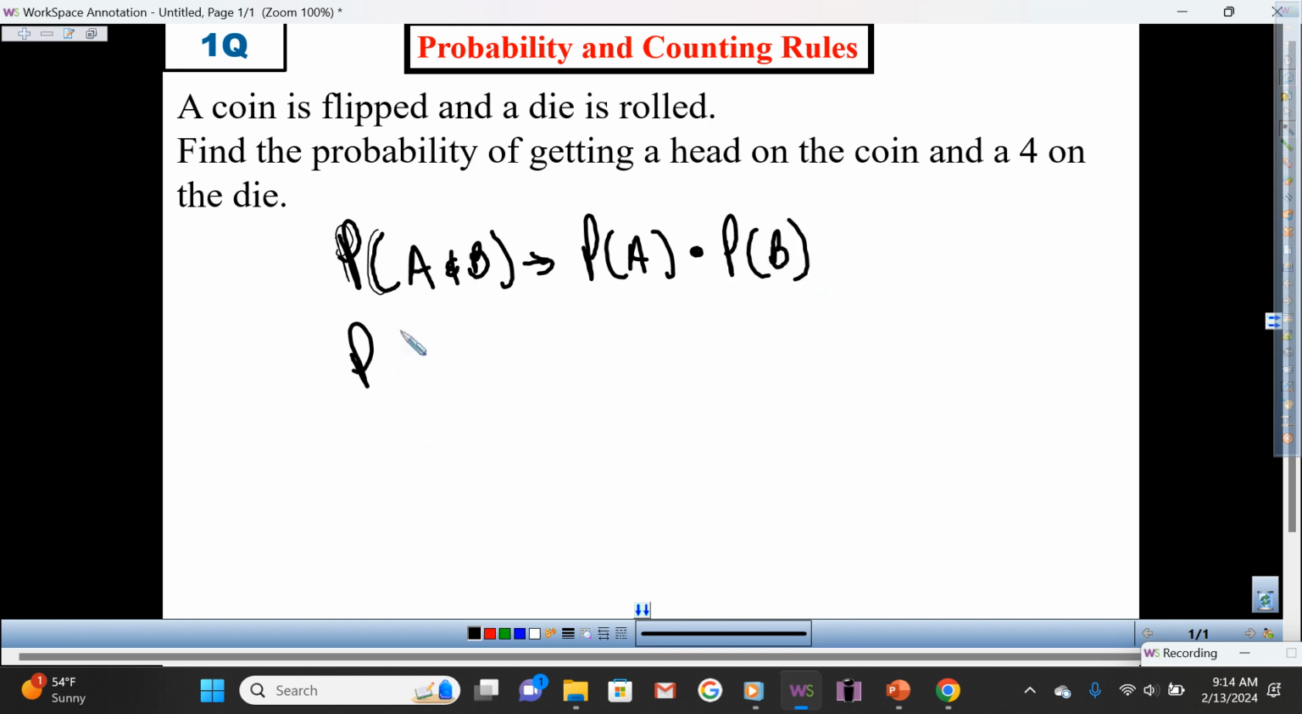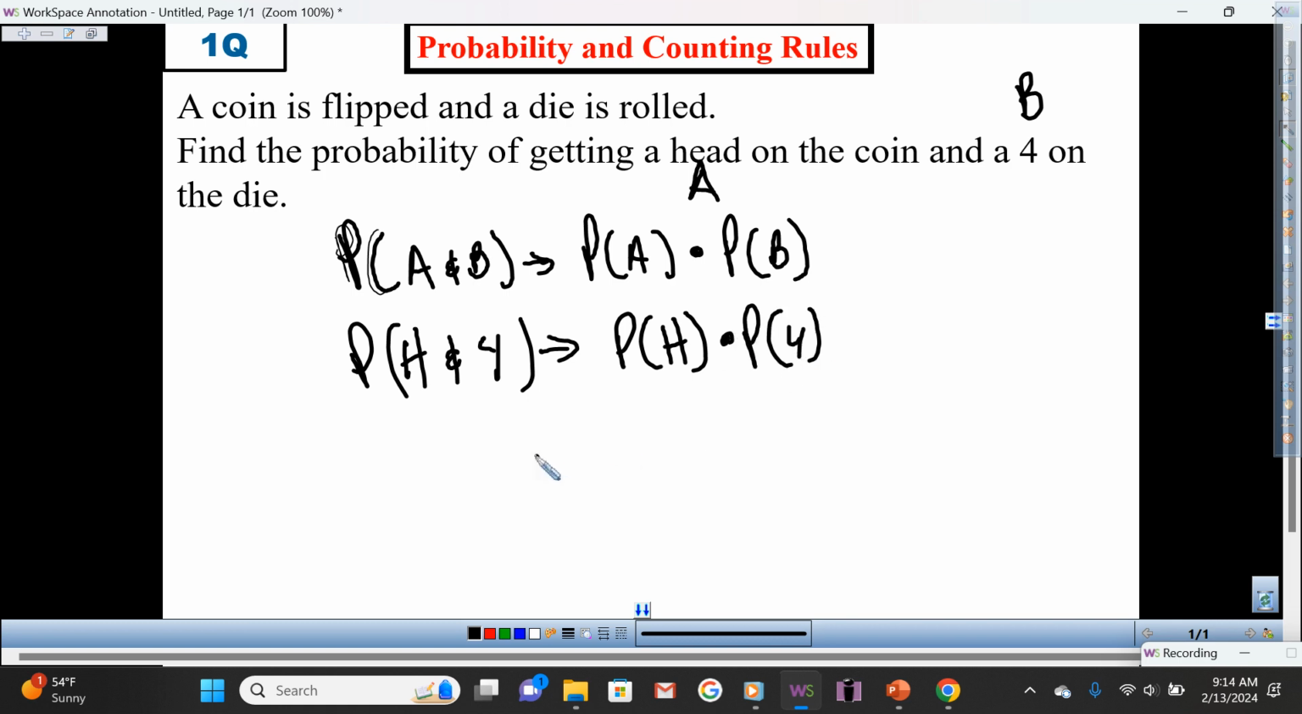So, first things first, tell your neighbor what A is and what B is. Turn over to your neighbor, let them know what A is and what B is. All right, good communication. Diego, go. What is A? And B? That is correct. So this is P of heads and P of 4. So this is P of heads times P of 4.